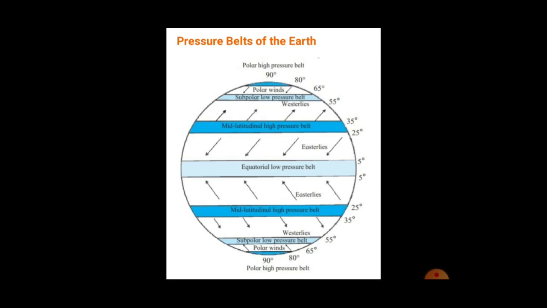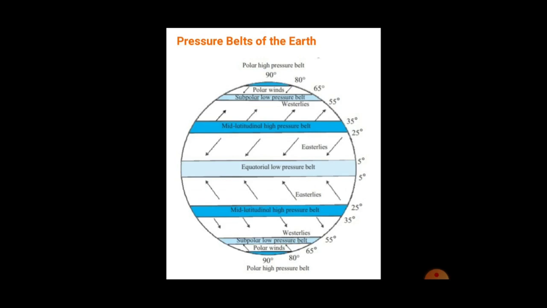And the equatorial low pressure belt represents the zone of convergence of northeast and southeast trade winds. Trade winds means, 3 types of planetary winds are there: trade winds, westerlies and polar winds. And northeast and southeast trade winds are the classification of trade winds. So this is the zone of convergence of northeast and southeast trade winds.